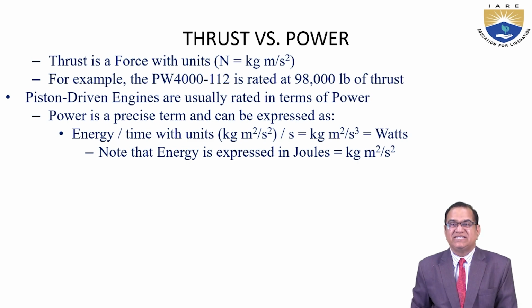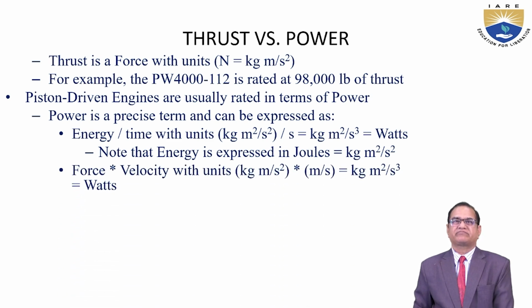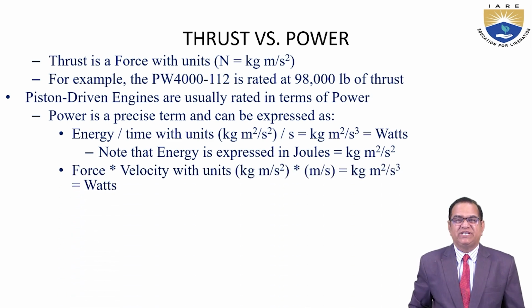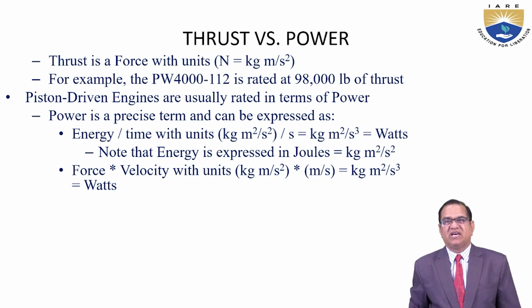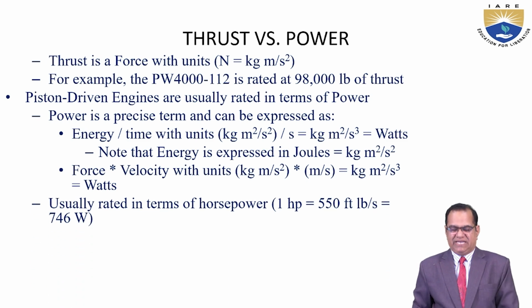So note that energy is expressed in joule. The joule is what? It is kg meter square per second square. And if you divide by one more second, it becomes the watt. Force into velocity, with the units kg meter per second square into velocity meter per second, becomes kg meter square per second cube. Power is usually rated in terms of horsepower, and 1 horsepower is equal to 550 foot pound per second or 746 watt.